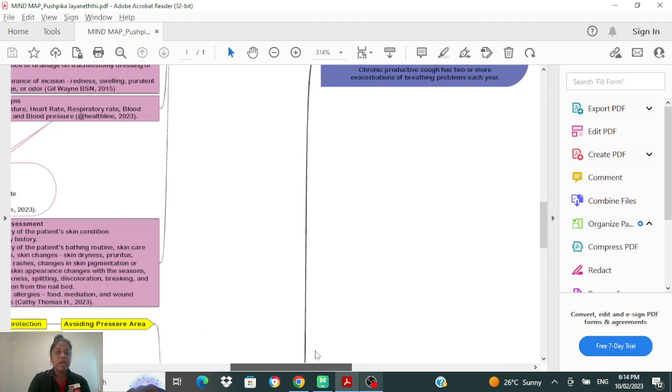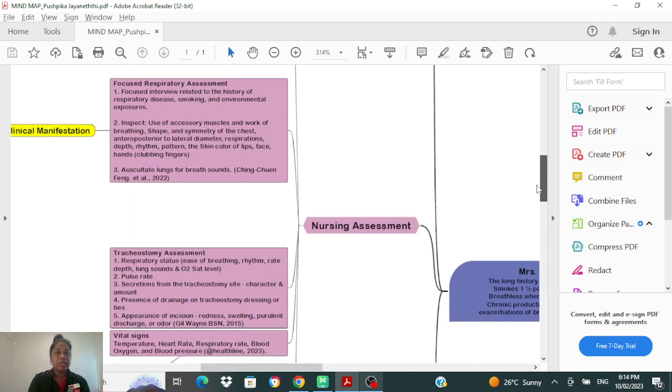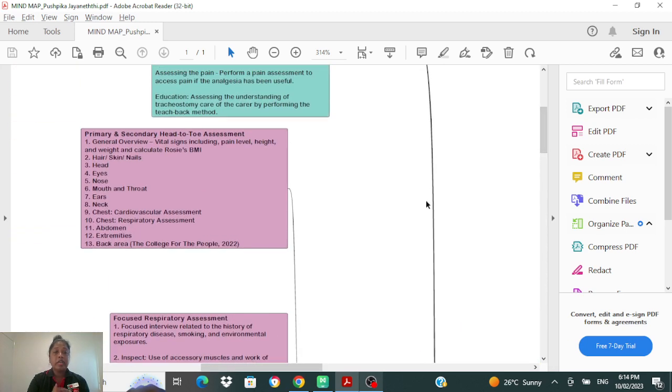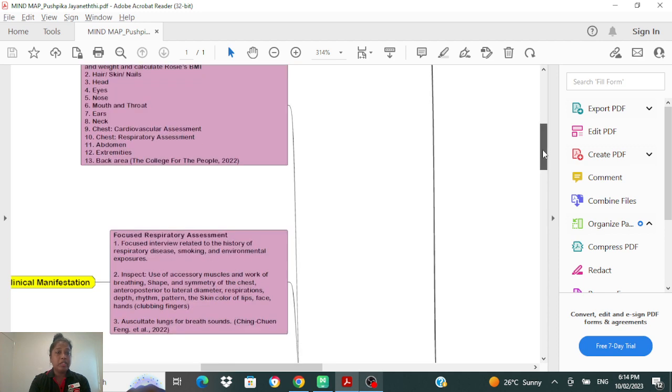Head-to-toe assessment is primary and the secondary head-to-toe assessment. When you say head-to-toe assessment, it's head-to-toe assessment. You have to go head-to-toe, just finding any abnormalities, just document all the abnormalities.